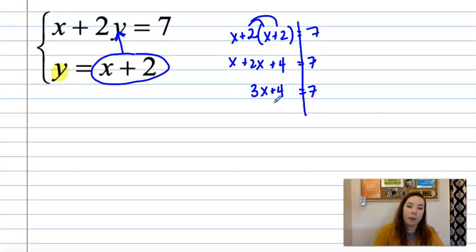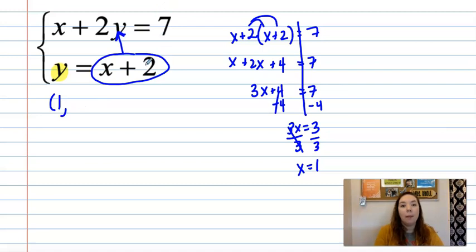And now I need to finish out my 2-step. 3x equals 3, which makes x equal to 1. Now to find my y, because you need two numbers in ordered pairs. So this is x, we still need y.